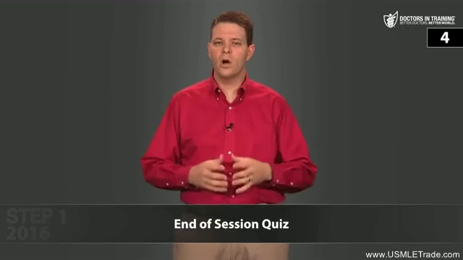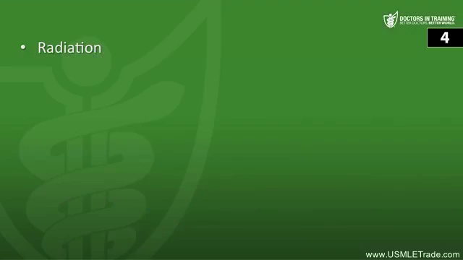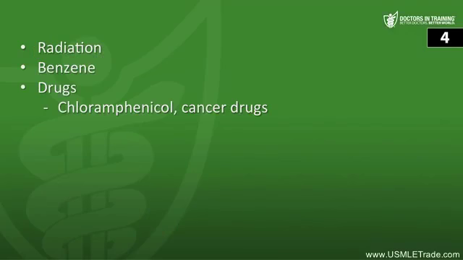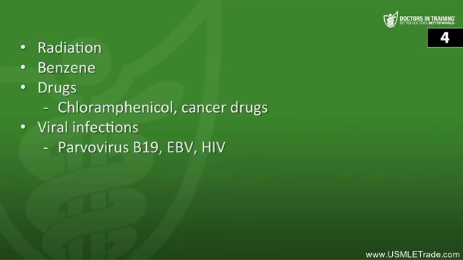First question, what are the causes of aplastic anemia? So radiation was the big one. Then also think about benzene, and there are several drugs that can do it, such as chloramphenicol and cancer drugs. Remember, chemo commonly causes anemia and leukopenia. Viruses like Epstein-Barr virus and parvo B19 can cause it, and so can Fanconi anemia.